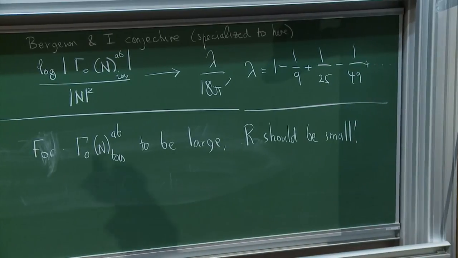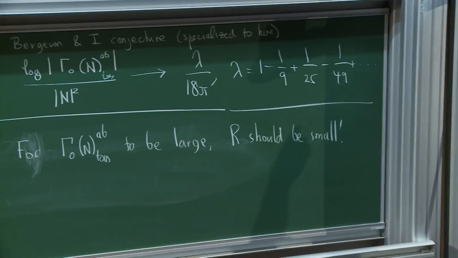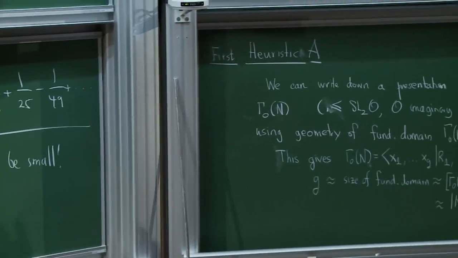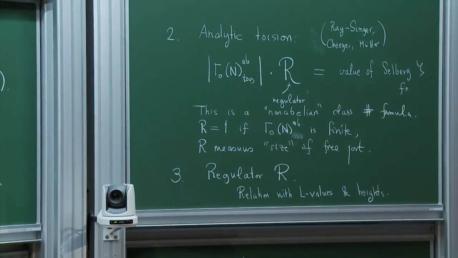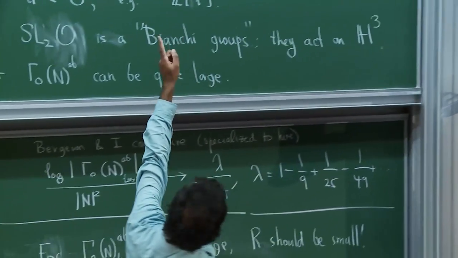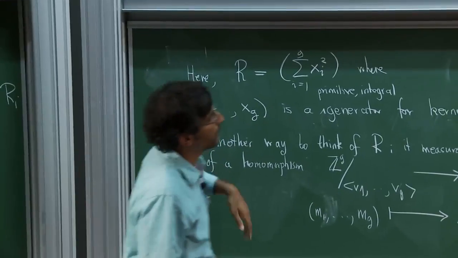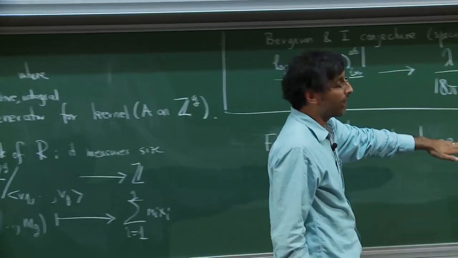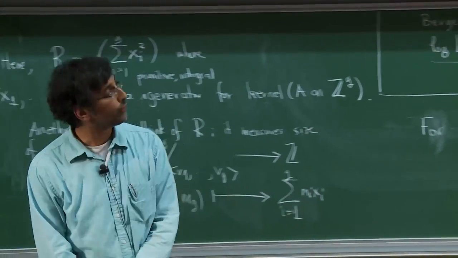So let me say this: this naive thing above will have a precise version, you can think of it as a kind of crude version of this analytic torsion formula, which is literally right. But anyway, the fact remains that you have a competition between two things. One is the size of the finite part of this group, and one is this R. And this happens in the context of class groups.